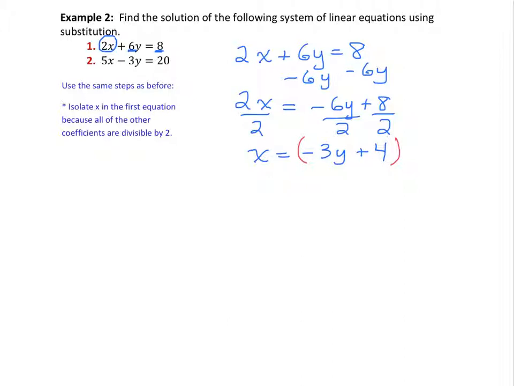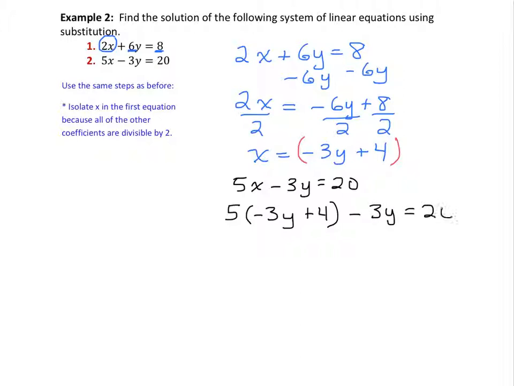So I'm going to sub that expression in for x in the other equation. So I have 5x minus 3y equals 20, and since x is equal to negative 3y plus 4, we can write negative 3y plus 4 in for x. And then minus 3y equals 20 will stay the same. Now we're going to use the distributive property here where we multiply the 5 into the brackets. So we're going to get 5 times negative 3, which is negative 15y, and 5 times 4 is plus 20. And then we have minus 3y equals 20, that stays the same.